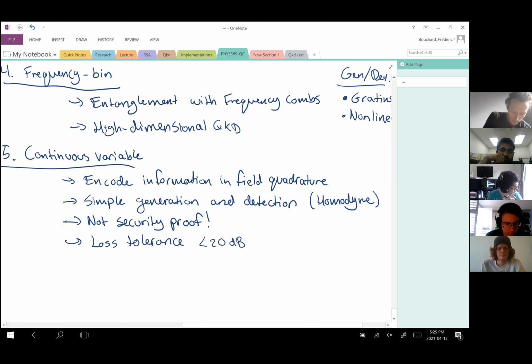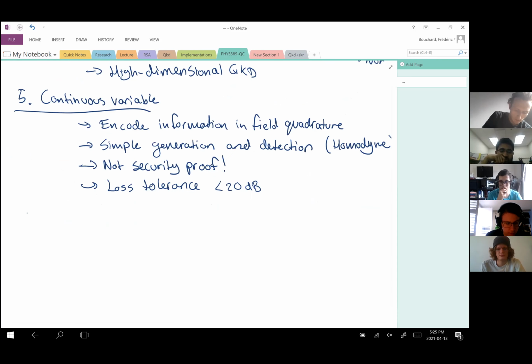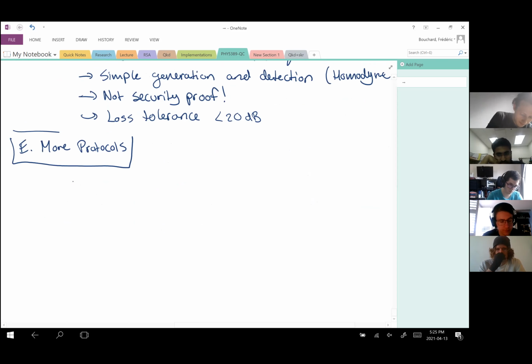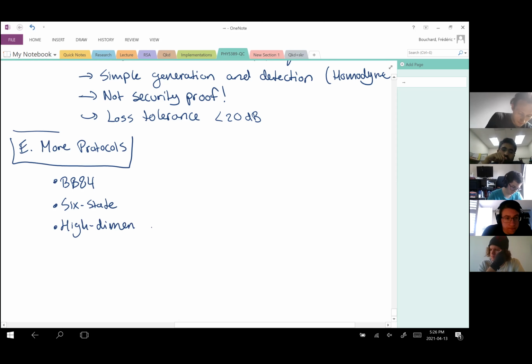Good. Okay. So I had one more section, which I basically won't go through, but I'll just name all the protocols, since I'm running out of time. I had this section where I was going through all the protocols, showing what is the key rate, what is the error threshold, what are the advantages, disadvantages. But instead, I'm just going to list them, and you can look them up.